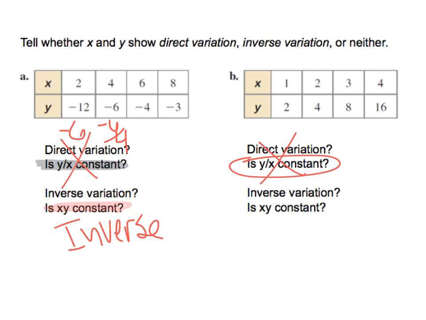Then we're looking to check to see if it's inverse variation. Is x times y the same thing? 2 times 1 is 2. 4 times 2 is 8, which means it's not inverse, which means it's neither.